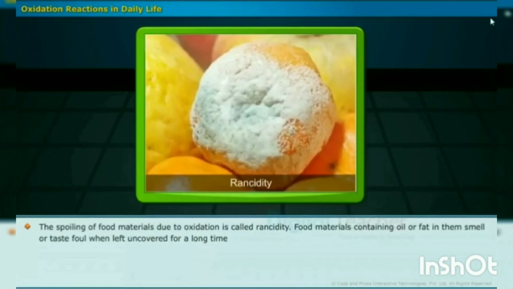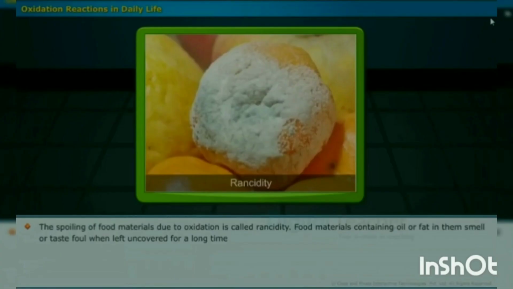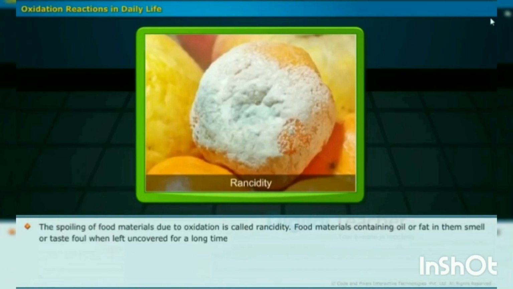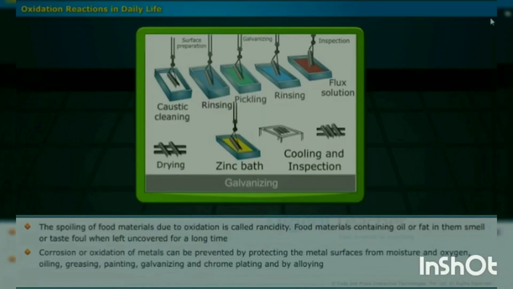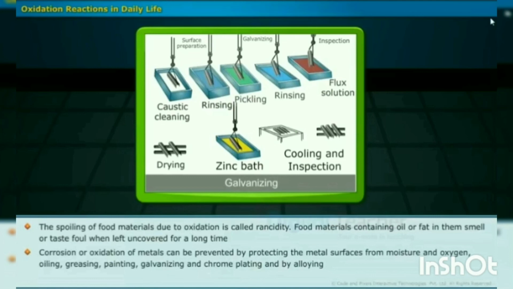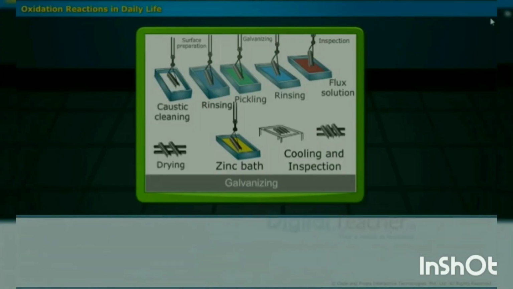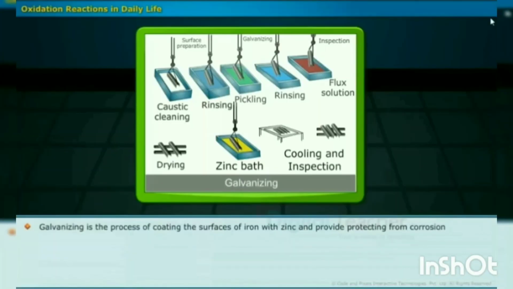Food materials containing oil or fat in them smell or taste foul when left uncovered for a long time. One very important phenomenon, corrosion, is also an example of oxidation. Corrosion of metals or oxidation of metals can be prevented by protecting the metal surfaces from moisture and oxygen, oiling, greasing, painting, galvanizing, chrome plating, and by alloying. Galvanizing is a process of coating the surface of iron with zinc to provide protection from corrosion.